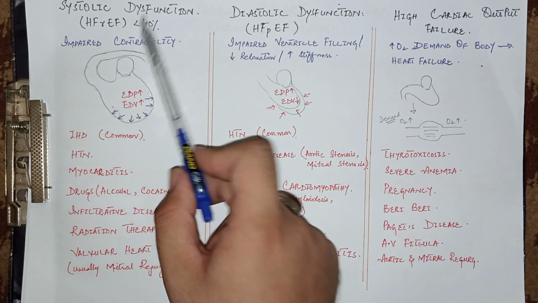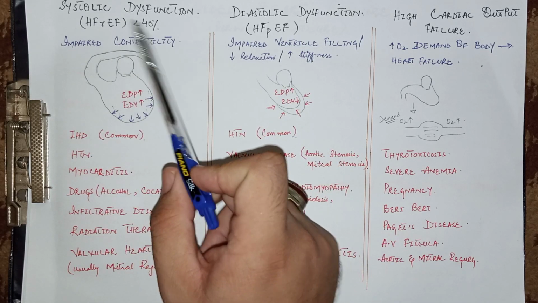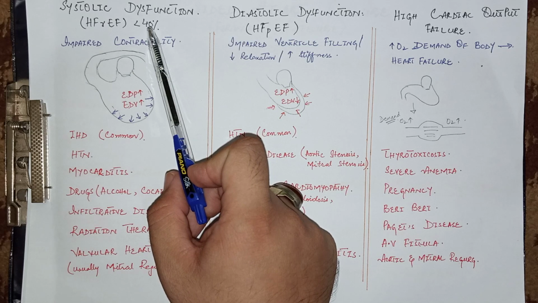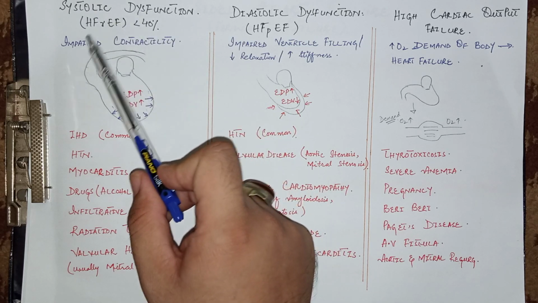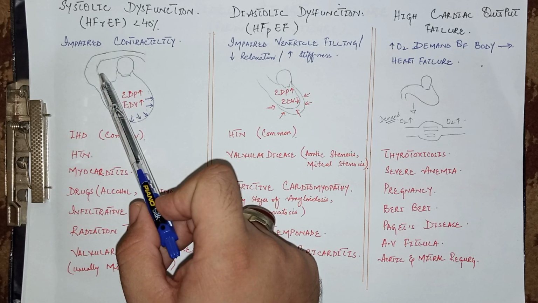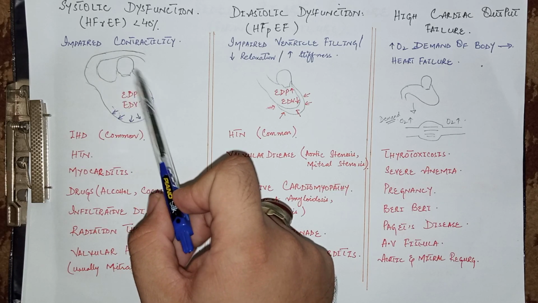In this video, we will discuss the various types of heart failure. So let's start with the systolic dysfunction. As the name indicates, there is a dysfunction of systolic phase. Means that the heart is unable to contract properly. The problem is in the contractility of the chambers of heart.